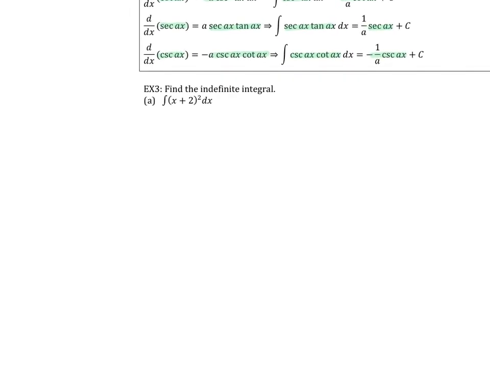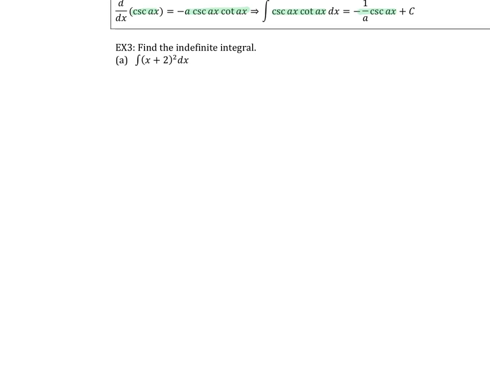Let's use these rules that we have to find the indefinite integral of (x + 2)² with respect to the variable x, which I'll just say dx. That (x + 2)² doesn't fit any of my rules. Now if it was just x², I'd have no problem. But it's an x + 2 in parentheses that gives me the problem.